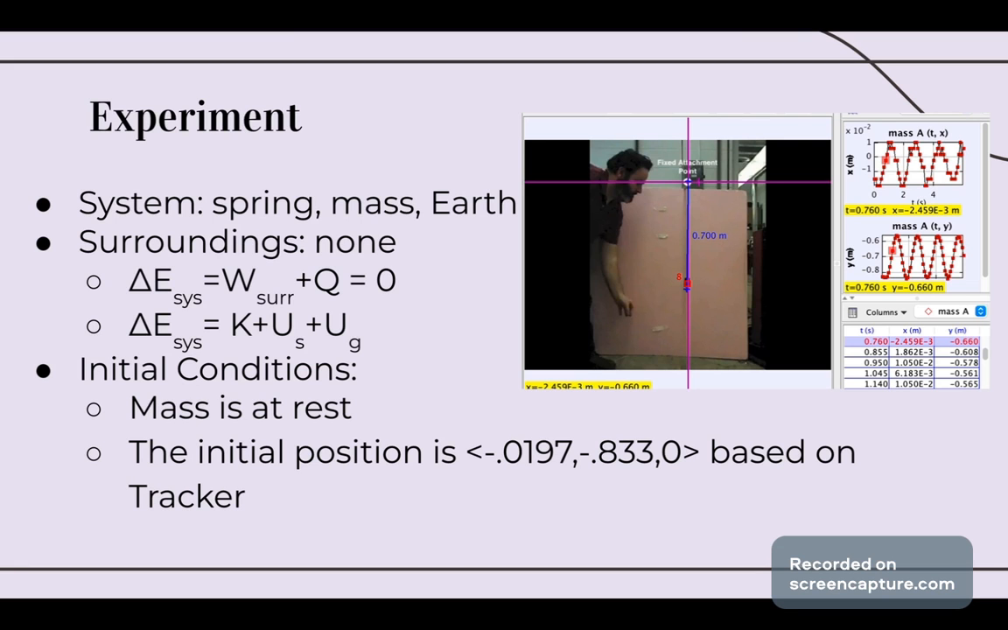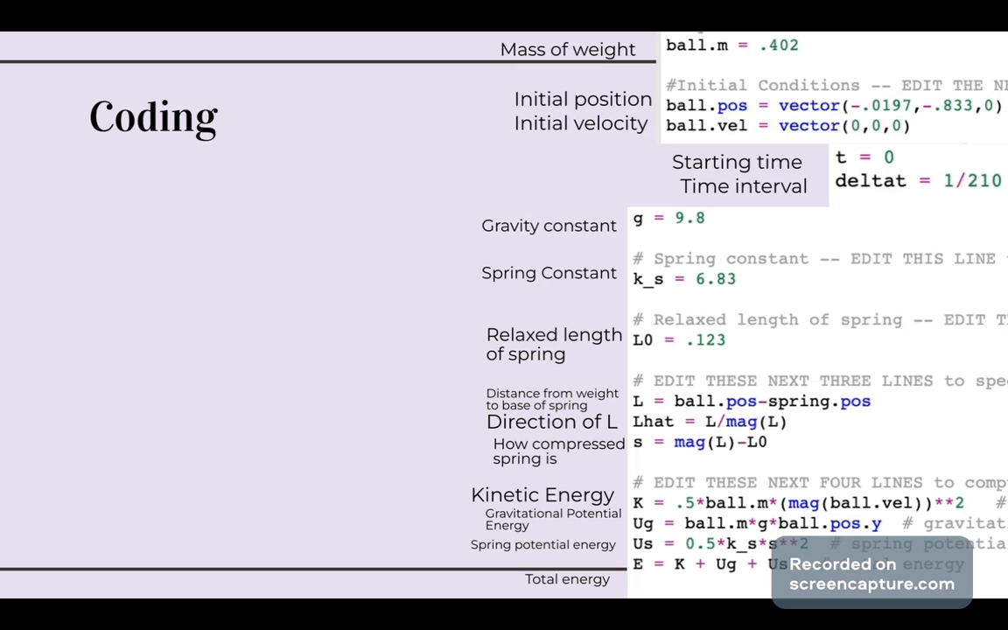The initial conditions of the experiment are that the weight begins at rest and at the position negative 0.197 meters in the x direction and negative 0.833 meters in the y direction, based on the axes and origin defined in Tracker. In the GlowScript code, first the mass of the weight was defined to be 0.402 kilograms as measured. The initial position is what was previously described, and the initial velocity is zero as the weight begins at rest. The modeling begins when t equals 0 seconds, and the position is updated every 1/210th of a second. The gravity constant is defined as 9.8 meters per second squared.